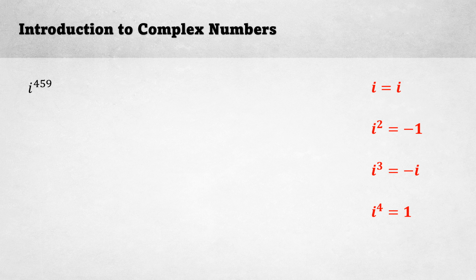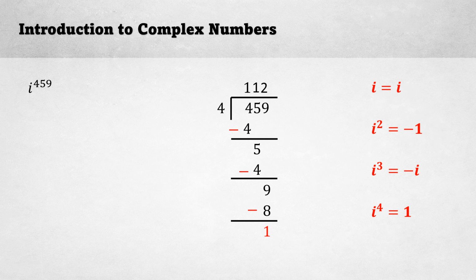What about i to the 459 power? We divide the exponent by 4, and after performing the long division, we get a remainder of 1. So i to the 459 power is equivalent to just i to the first, which simplifies to just i. So we now can find powers of i.